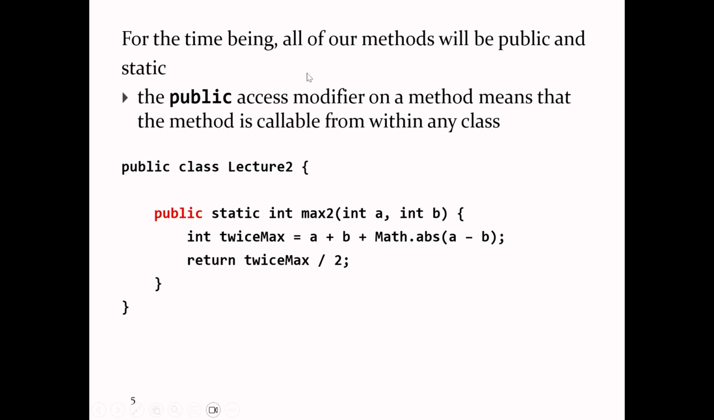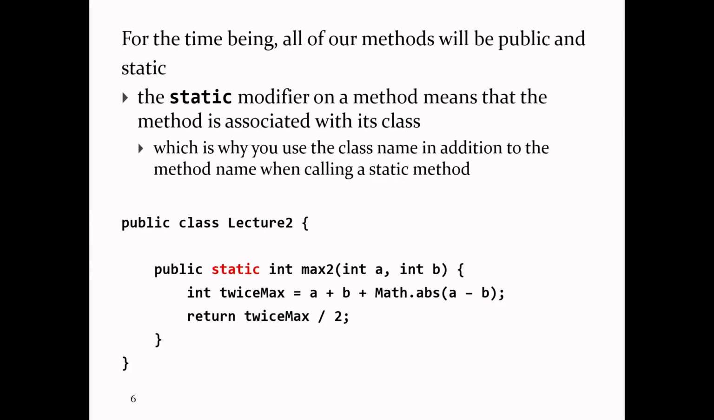Also, for the time being, all of our methods are public as well. That just means that any other class can also see the method max2. Later on, we're going to see different access modifiers for the methods.